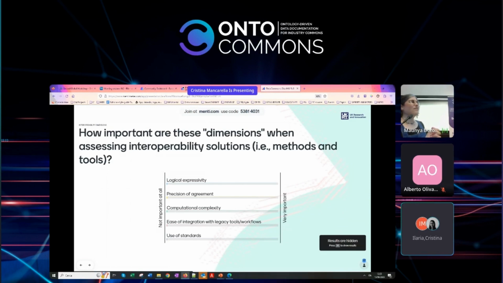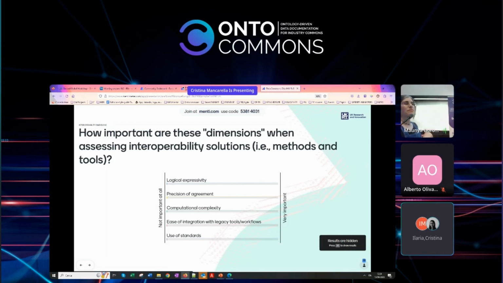So say, for example, like the discussion we were having yesterday, whether doing first order logic axioms, of course, the logical expressivity and precision are really high, but also the computational complexity will be high. So in your opinion, you might say, okay, even if the computational complexity is high, we should have the logical expressivity and precision of agreement as the most important thing. I do not care about computation.